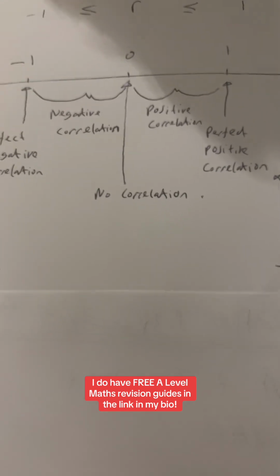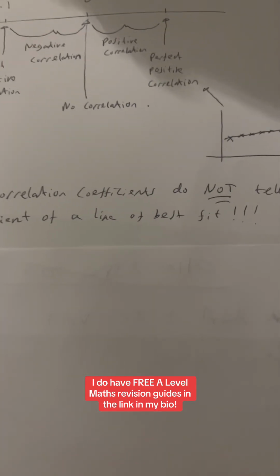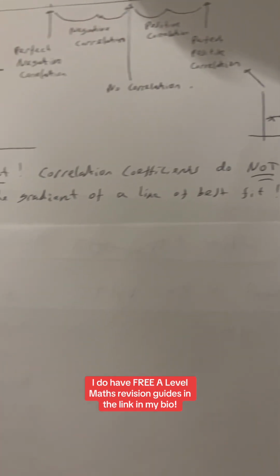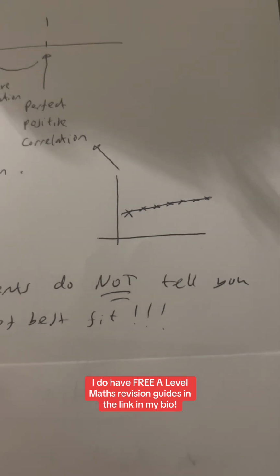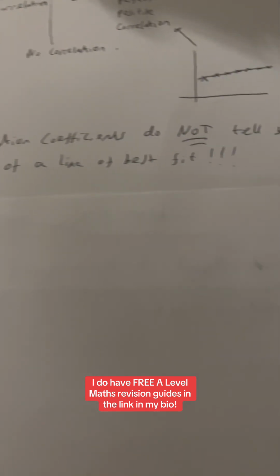Now, this is a really key point. Correlation coefficients do not tell you the size of the gradient of a line of best fit. They just tell you whether the gradient is negative or whether it's positive. They don't tell you the actual number that the gradient is. Really important you're aware of that, because I've seen exam questions on that before.